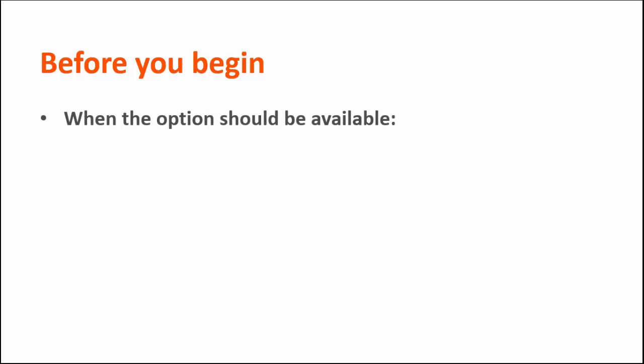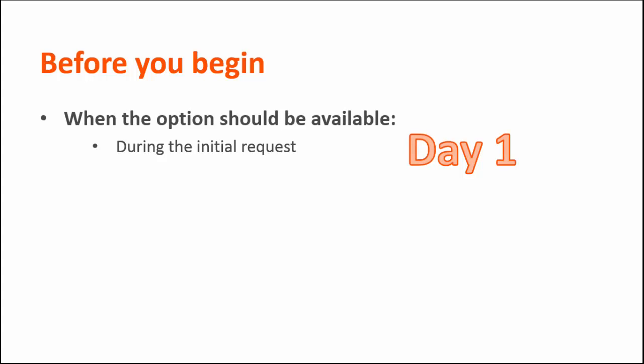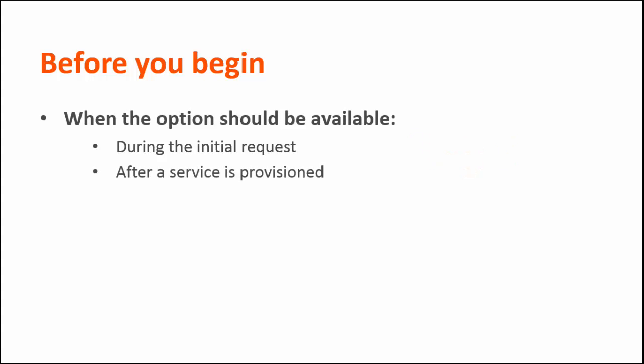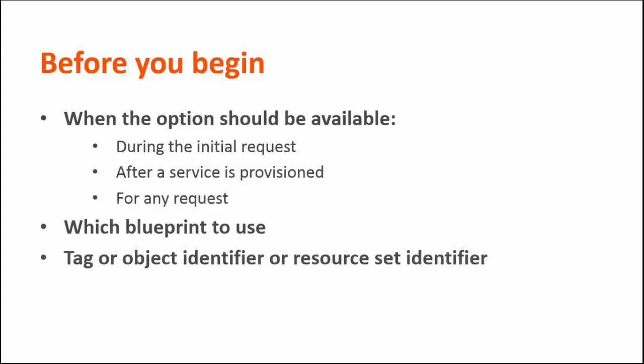Before you begin, you'll need to determine a few things: whether you want the option to be available during the initial request, day 1 provisioning, after a service is provisioned, also called day 2, or for any request, on day 1 or day 2, which blueprints will correspond to the options, whether you want to use the tag or the object identifier or resource set identifier when configuring the option choices, and if you want a special icon to appear next to the option, you'll want to have that ready as well.